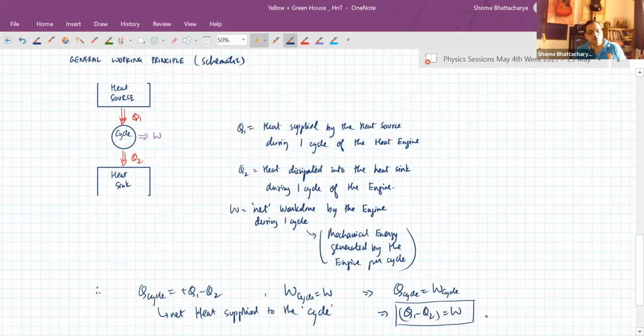So this is the first important relationship between the physical parameters of the heat engine cycle. That if you are extracting Q1 amount of heat from the heat source and Q2 out of that is getting dissipated, then Q1 minus Q2 is the net heat supplied during one cycle. So it's Q cycle. And that is equal to the net work done by the loop during one cycle. So that is equal to W cycle or W.